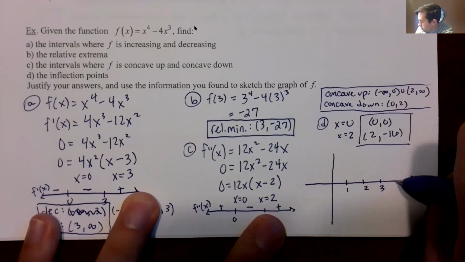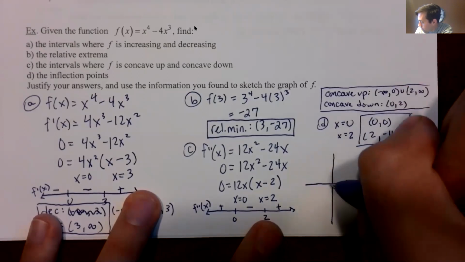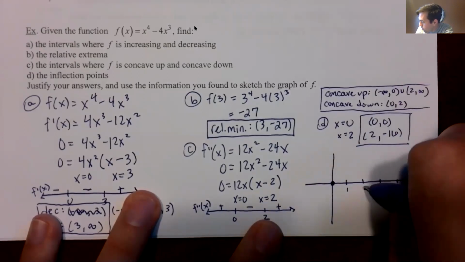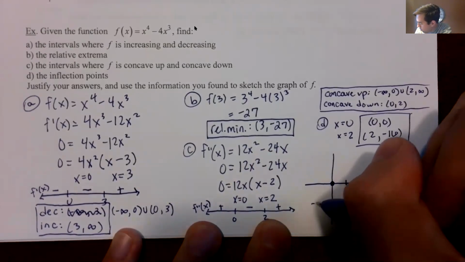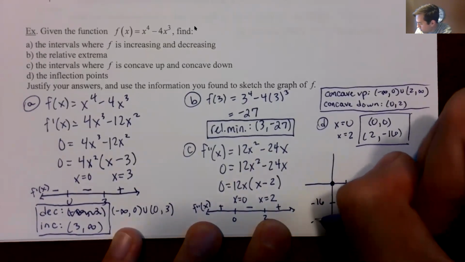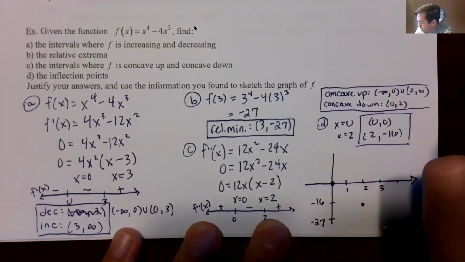There's 1, 2, and 3. And let's see, we have a point at 0, 0. We have a point at 2, negative 16, and 3, negative 27. So I'm going to have to get a little bit creative here. So 2 is negative 16, 3 is negative 27.